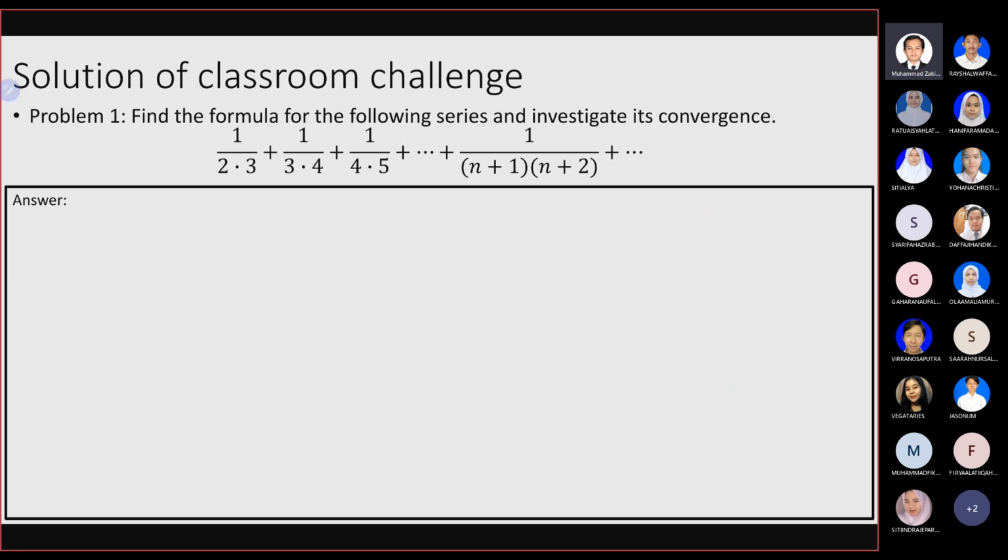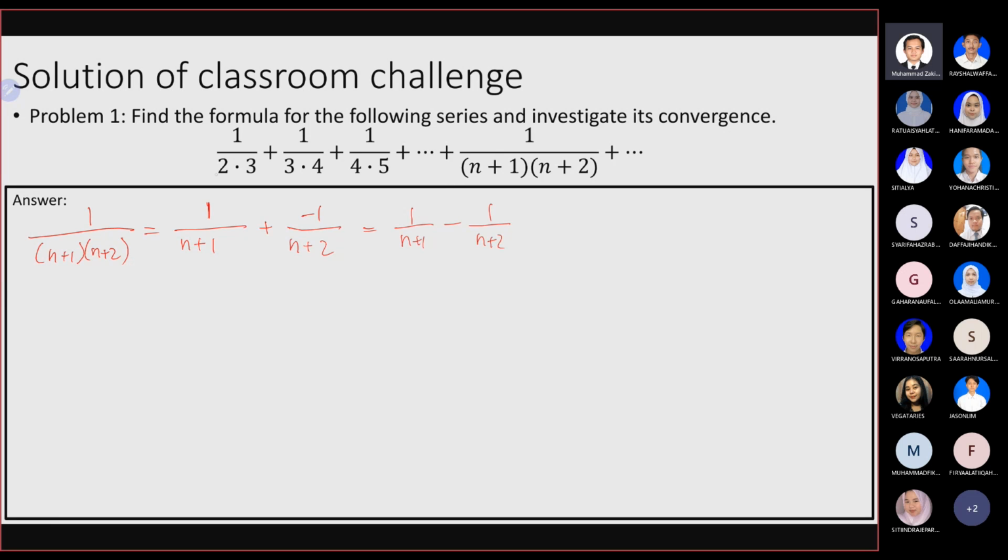So the first one, find the formula for this series. So we have 1 over n plus 1 times n plus 2 is equal to something over n plus 1 plus something over n plus 2. This is equal to, okay, so this is 1 minus 1. So basically we have 1 over n plus 1 minus 1 over n plus 2.